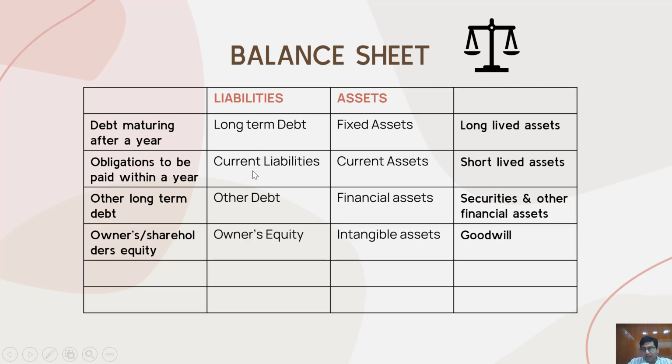The next comes current liabilities. Current liabilities are those liabilities which are to be paid within that year. So if a liability is to be paid within 365 days, then that liability is called a current liability. Now there are certain other liabilities which are considered under the head of other debt. Other debts are nothing but another way of saying other long-term debts. So long-term and other debt can be classified as long-term debts, and the current liabilities are basically short-term debts. So this is how the debt side of the liability side is shown.